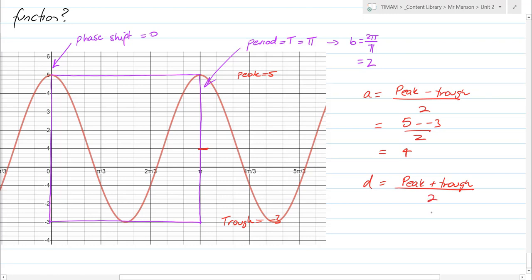And the D value is equal to the peak plus the trough over 2, because that's an average then. The D value is the average of your peak and trough. And of course that gives us 5 plus -3 over 2, which is 1.